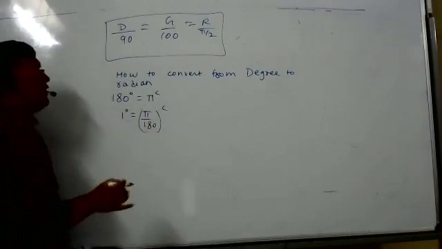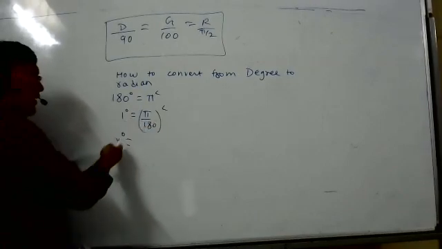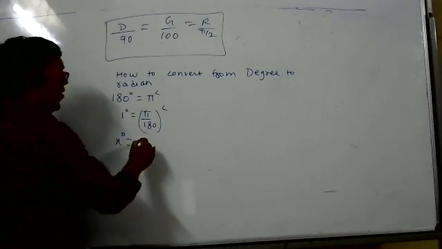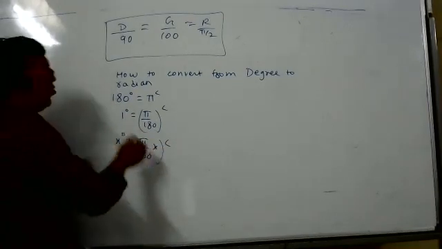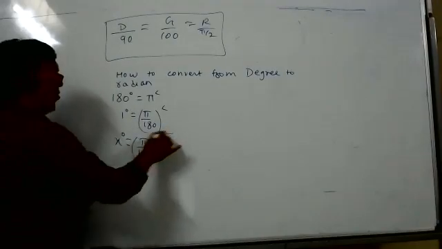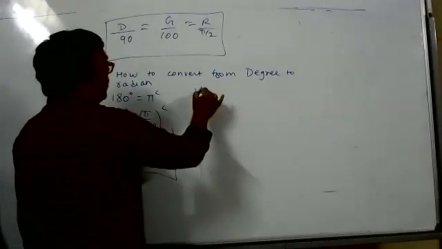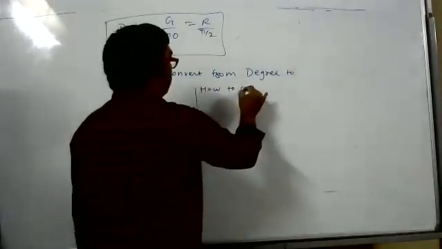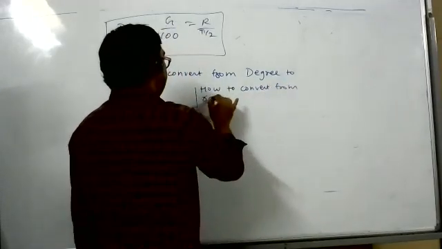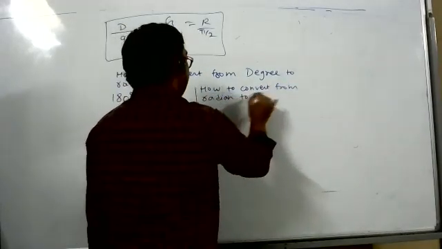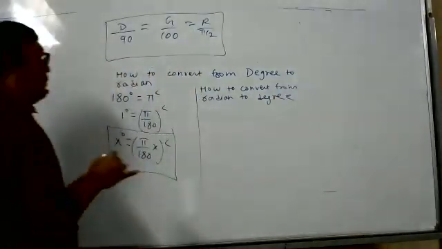So suppose I want x degrees, how much? 1 degree is so much radian, x degrees will be more, unitary method. So we can say pi by 180 into x radian. Either you can do all 3 steps, or you can remember the last step and do the sum. If somebody asks how to convert from radian to degree, ask me that doubt and I will teach you.